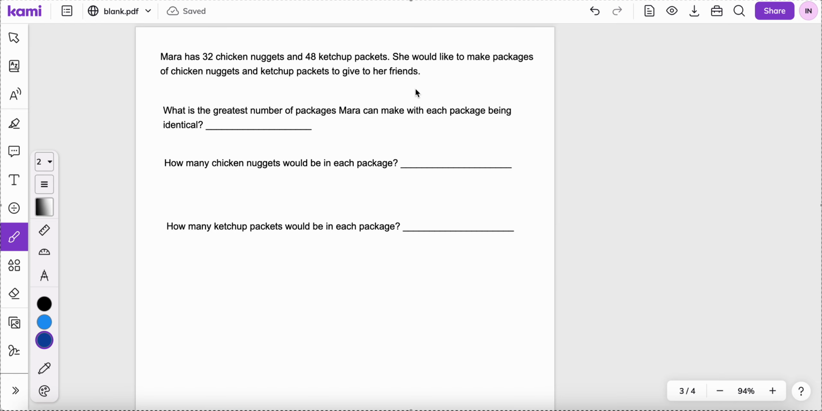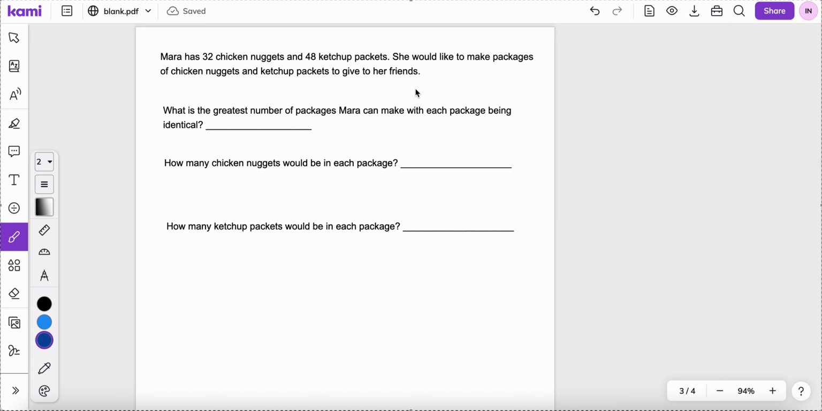Okay, this is a word problem. Mara has 32 chicken nuggets and 48 ketchup packets. She would like to make packages of chicken nuggets and ketchup packets to give to her friends. What is the greatest number of packages Mara can make with each package being identical? How many chicken nuggets would be in each package, and how many ketchup packets would be in each package?